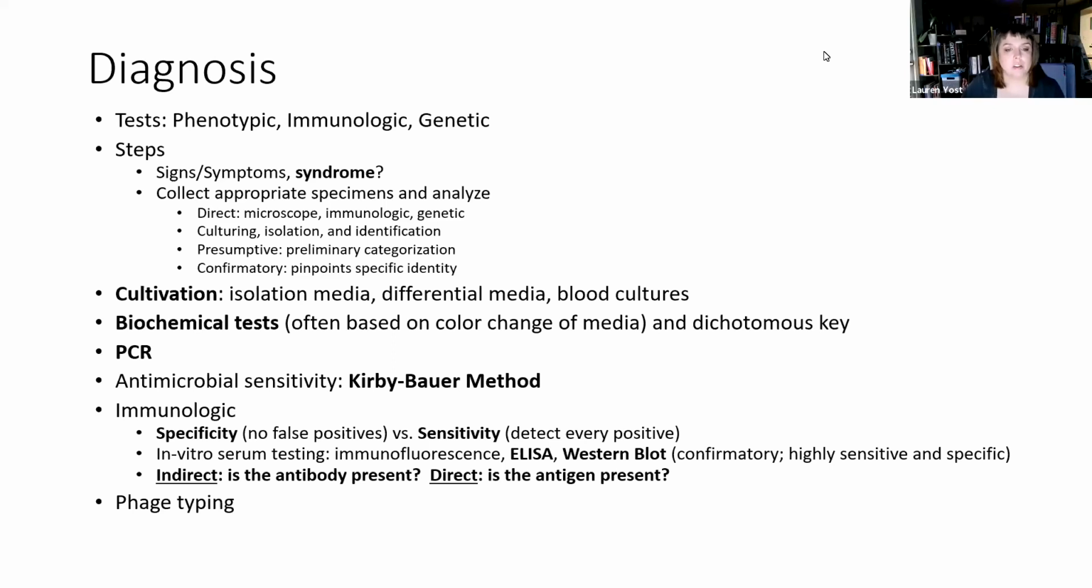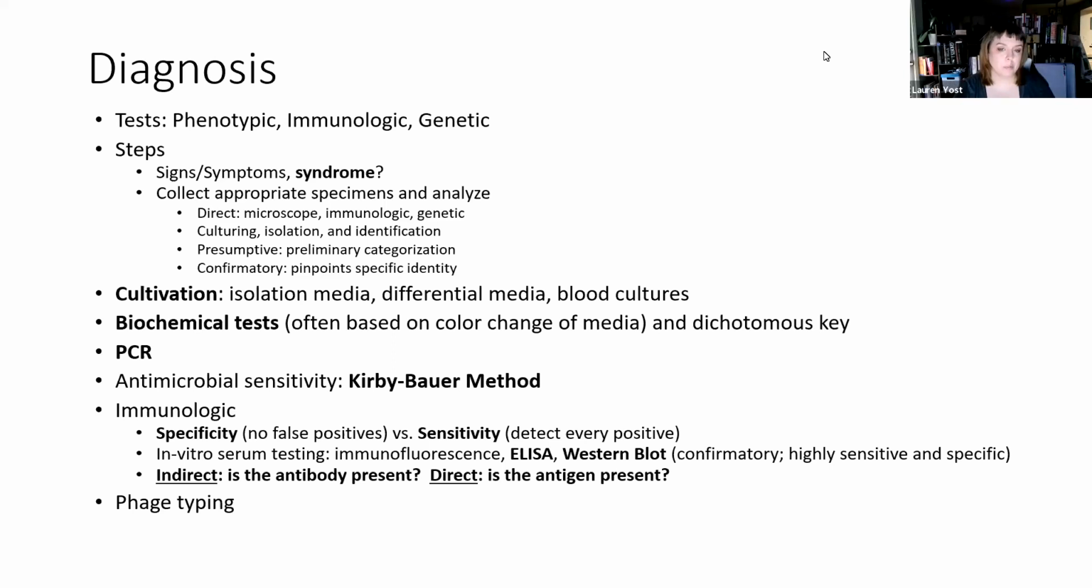So that's the idea with that. Presumptive data is basically preliminary categorization. So we could say, oh, this is definitely gram-negative, or this is some sort of staphylococcus. And then confirmatory is going to pinpoint the specific identity of the organism, so the species and even the strain. Cultivation is just a term referring to growing up your sample on isolation media.